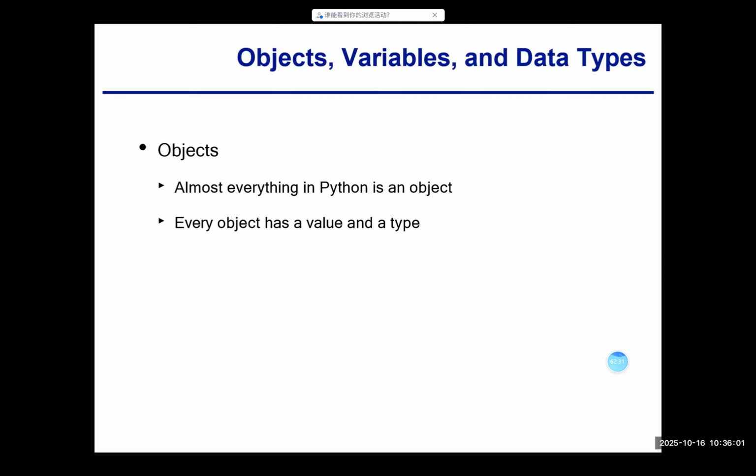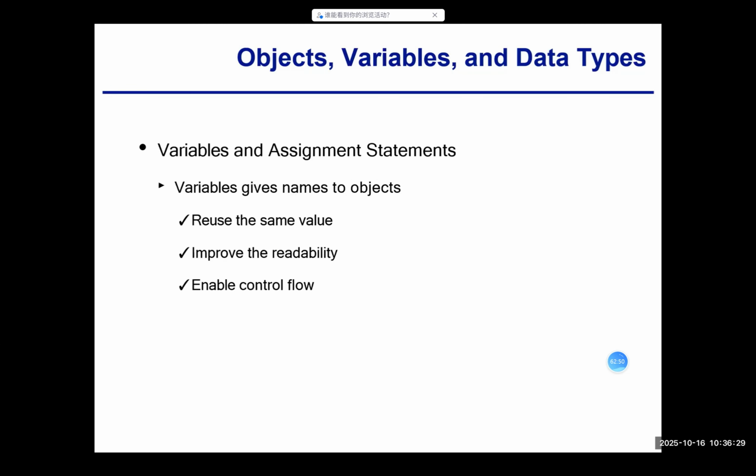Generally speaking, everything in Python is an object. Each object has both a value and also a type. This is similar to using Excel, right? In Excel, there are also certain data types. We talk about numerical, textual, categorical, right? So this is in certain ways similar.